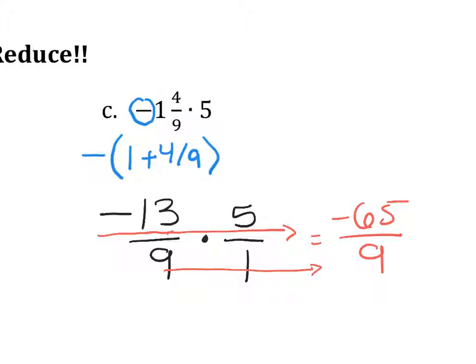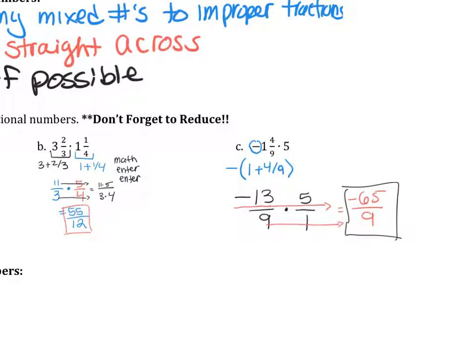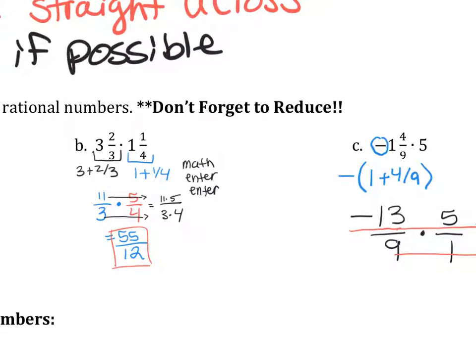leave it like this. If it was on a multiple choice test and all of your answers were mixed numbers, then hopefully that would be a clue to you that you have to convert it back to a mixed number. But again, just reading the directions will help. Okay. Questions about multiplying? So the big thing you just got to remember is you have to convert mixed numbers to improper fractions before you can do the multiplying.